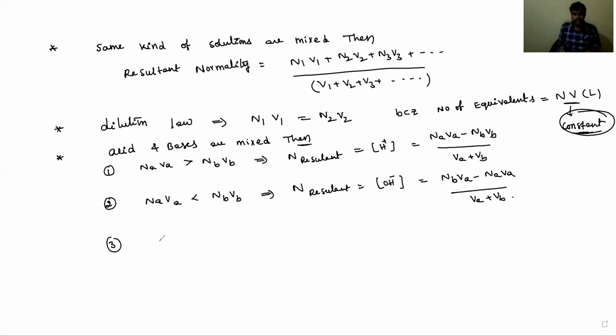And the third one is NaVa equals NbVb, which is for neutral solutions. So here the acidic nature is more.